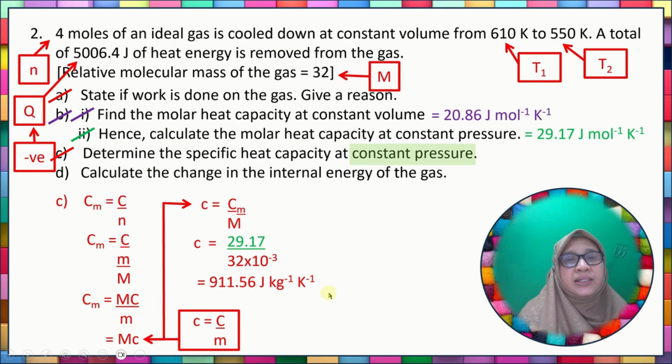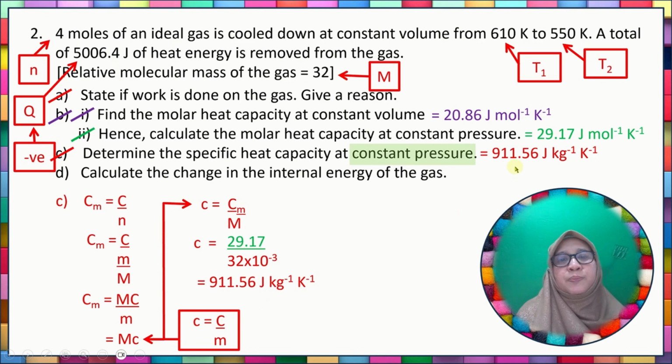Okay, next, we can write it in 4 significant figures: 911.6 joule per kilogram per Kelvin. This is okay. The heat is given in 5 significant figures, so we can also write it in 5 significant figures. Okay, next, we put the answer there.